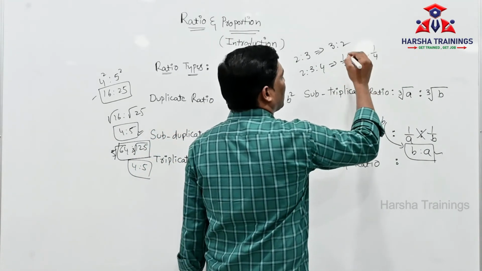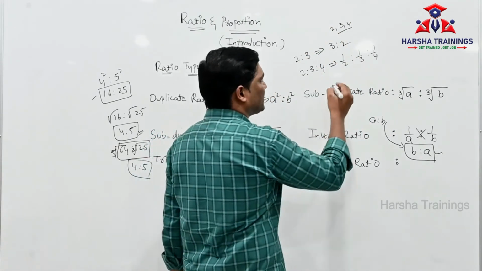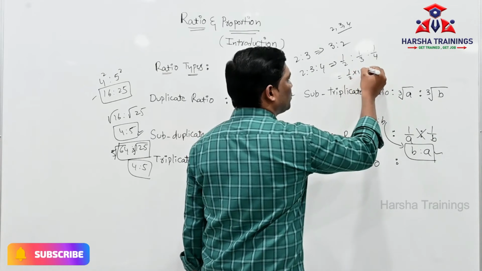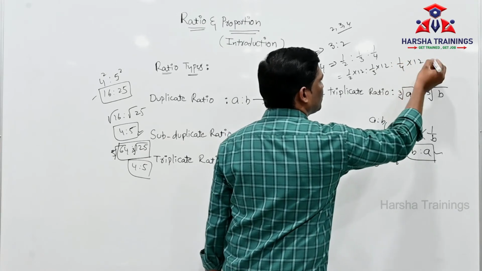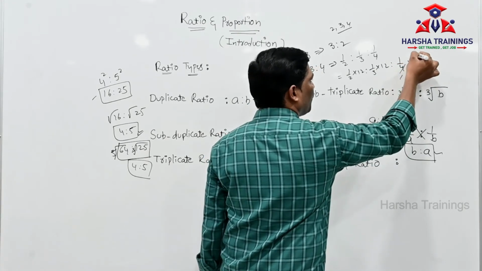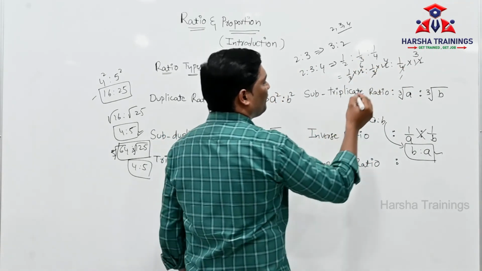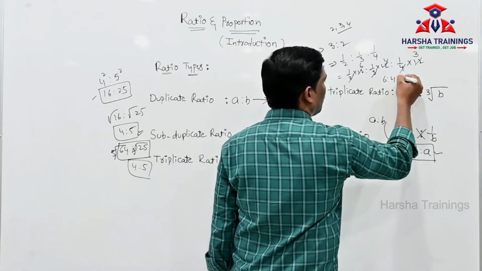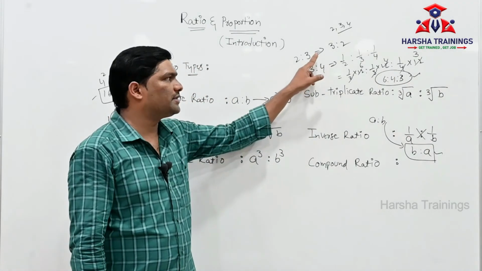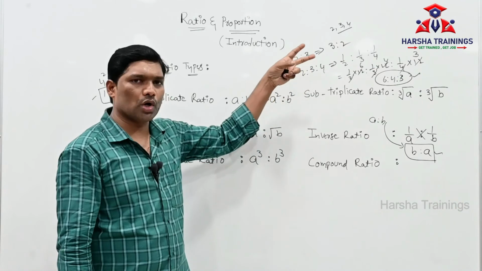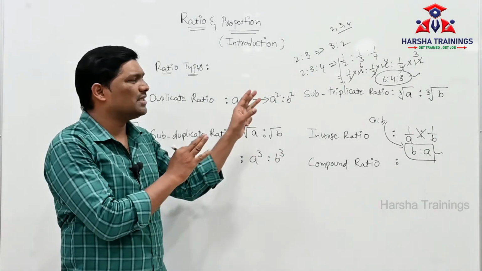So find out the LCM, guys. 2, 3, 4. What is the LCM? 12. 1 by 2 into 12 is to 1 by 3 into 12 is to 1 by 4 into 12. 4 ones are 4, 3 ones are 3, 2 ones are 2... the final answer is 6 is to 4 is to 3. That is the inverse ratio. Only two quantities given, just reverse. If 3 or more quantities are given, just follow this process, guys. I think there is no need for this process also.